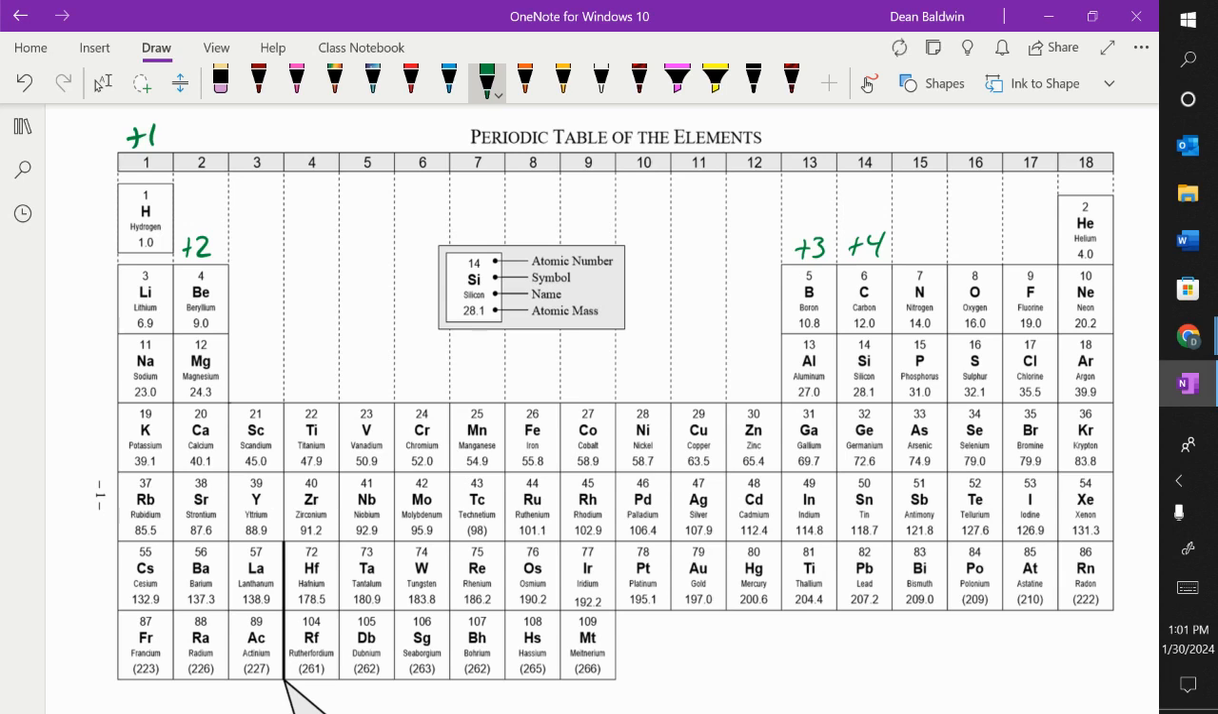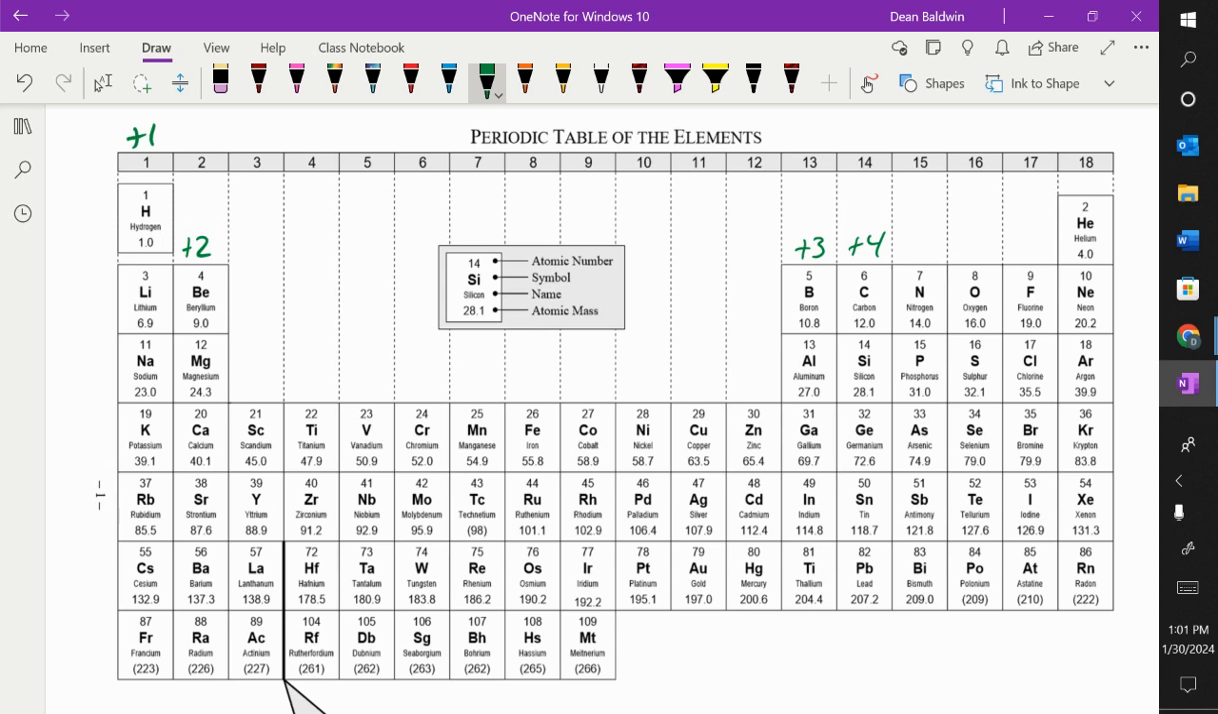If I have lithium +1, why is it +1? Is plus gaining or losing an electron? +1 charge. Did you gain or lose an electron? You lost an electron. Why did you lose an electron? You lose 1 electron, it's like a noble gas, right? Beryllium loses 2 electrons, it's like a noble gas.